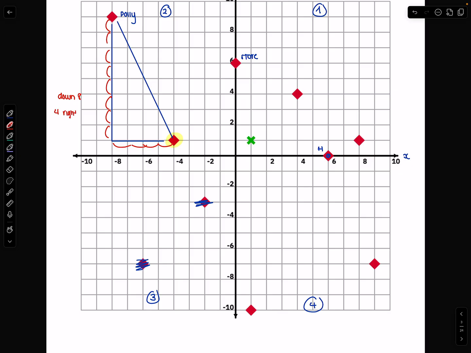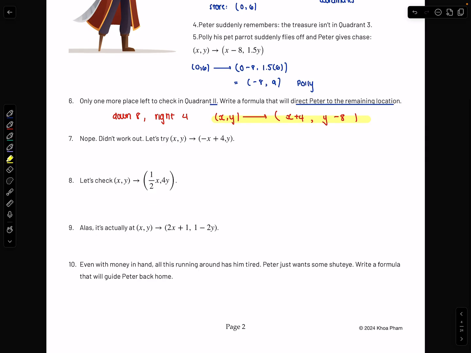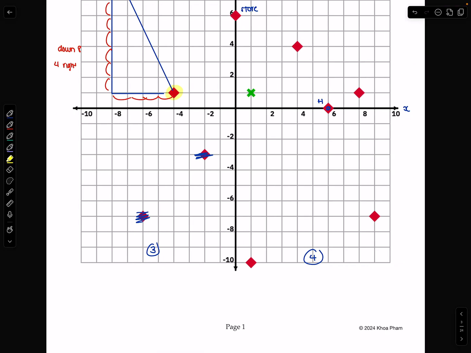So let me write this here. We went down 8 and then right 4. So our original x comma y going down 8 is a y coordinate minus 8. Going to the right 4 is going to be x plus 4. And so this is our formula right there. Nope, didn't work out. So now where are we? We're at negative 4 comma 1.